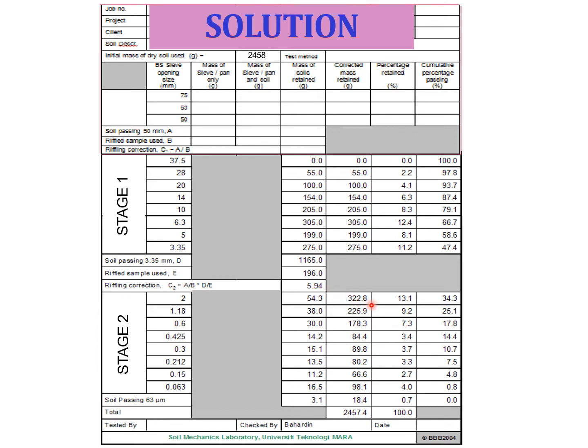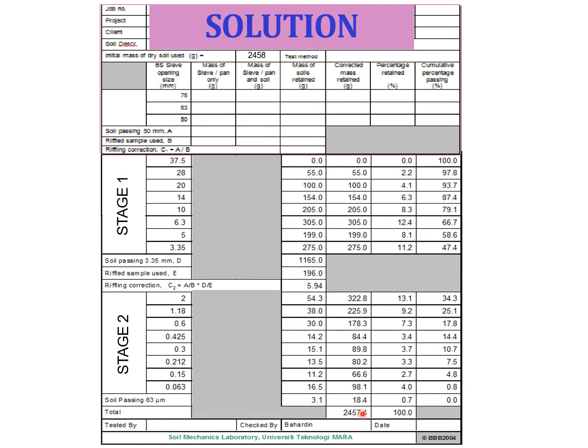To determine the percentage retained, 322.8 divided by 2458, you will get 13.1. So from this one, 47.4 minus 13.1, you will get 34.3. So you do the same thing for the rest.